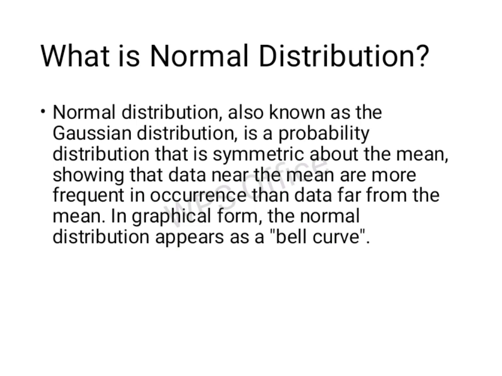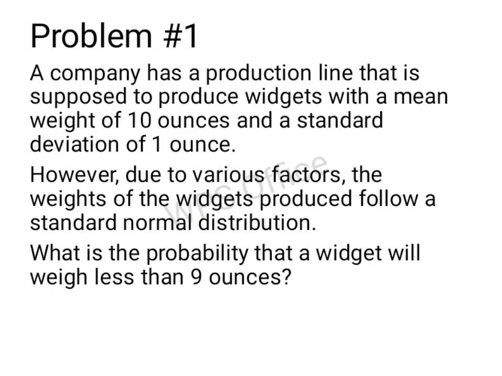Let's proceed to problem number 1. A company has a production line that is supposed to produce widgets with a mean weight of 10 ounces and a standard deviation of 1 ounce. However, due to various factors, the weights of the widgets produced follow a standard normal distribution. What is the probability that a widget will weigh less than 9 ounces?